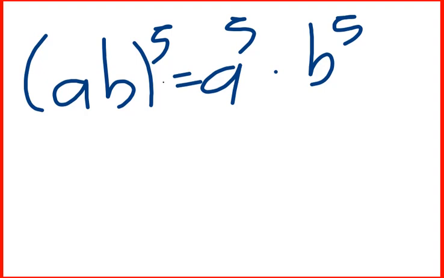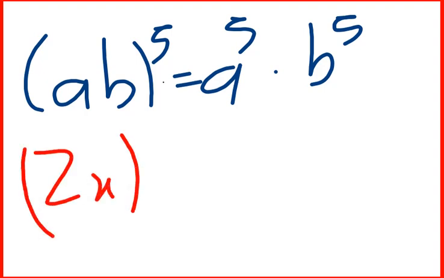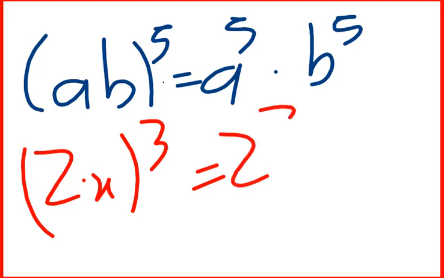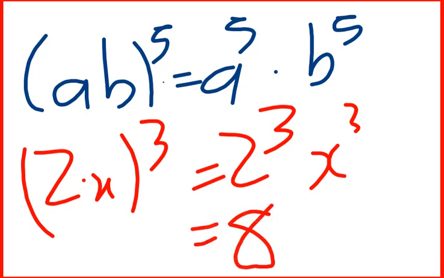And then let's look at our next example, which is (2x) to the power of 3. 2 times x, that means there's a times there. So the 2 is raised to the power of 3 and the x is raised to the power of 3 too. So it's 2 to the power of 3, x to the power of 3. And if you expand it, that's 8x to the power of 3, because 2 to the power of 3 is 8. That's the answer.